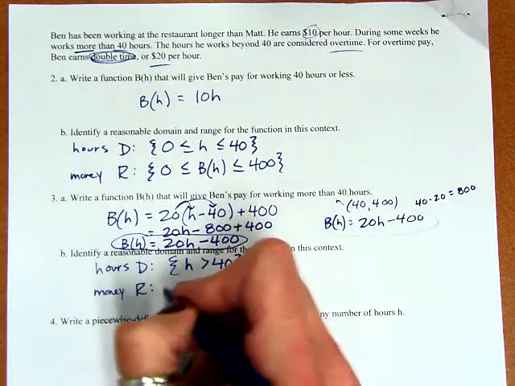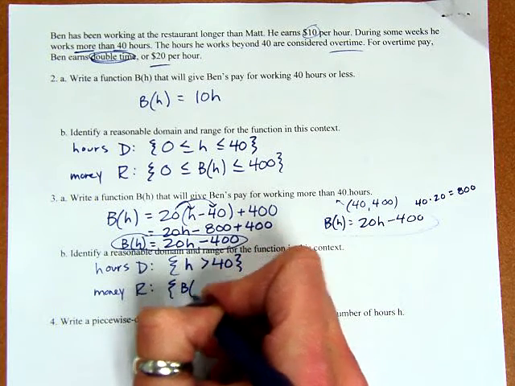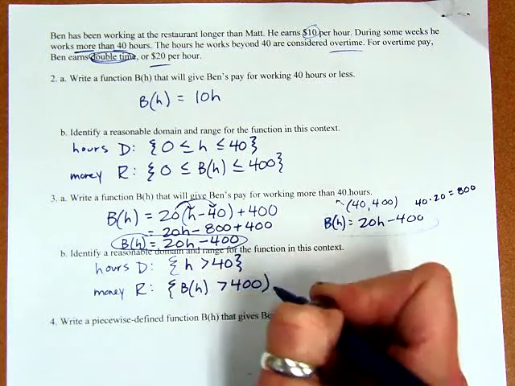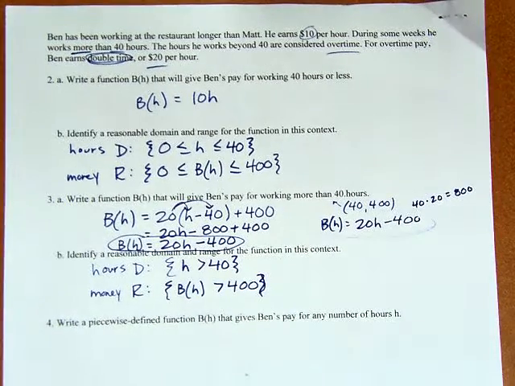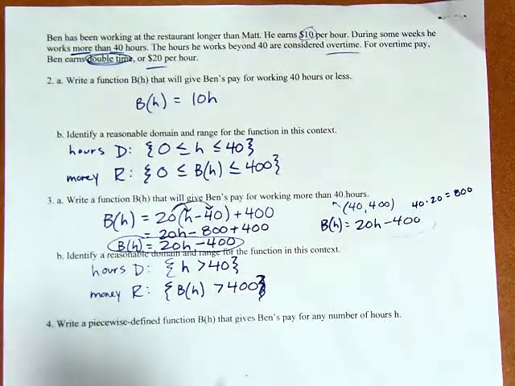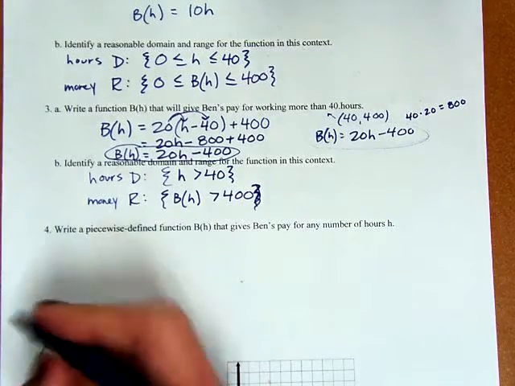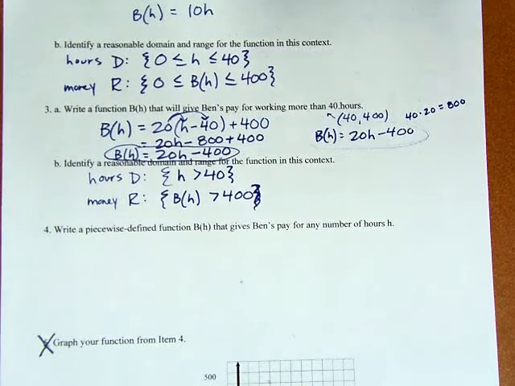And then his range is going to be B of H. And again, he's going to start at everything bigger than $400. That was supposed to be a bracket. Isn't it beautiful? All right, last problem. Remember, we don't have to do number 5. Hopefully you've scratched that off already. We're not graphing that. We're going to save that for Algebra 2.